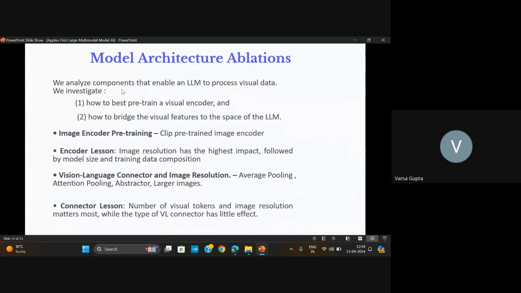So we see it in the model architecture ablation. To perform the model architecture ablation, we investigate two things: how to best pretrain a visual encoder, and how to bridge the visual features to the space of the LLM. There are four components under this model architecture: image encoder pretraining, encoder lesson, vision language connector, and image resolution and connector lesson. Image encoder pretraining is basically CLIP pretraining; a CLIP image encoder was used.